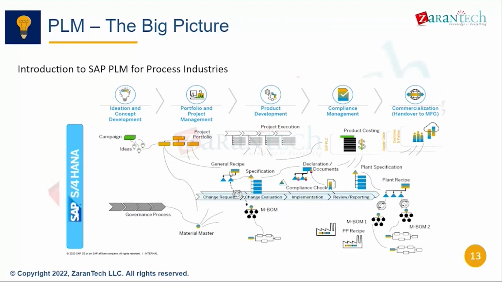For that finished product, a general recipe can be created by a recipe developer within this phase, this block. And then this finished product, or in SAP terminology the output specification or finished product specification, can be created with multiple components. With these multiple components, you can finalize and do the declaration of the document, where your document management comes into the picture.